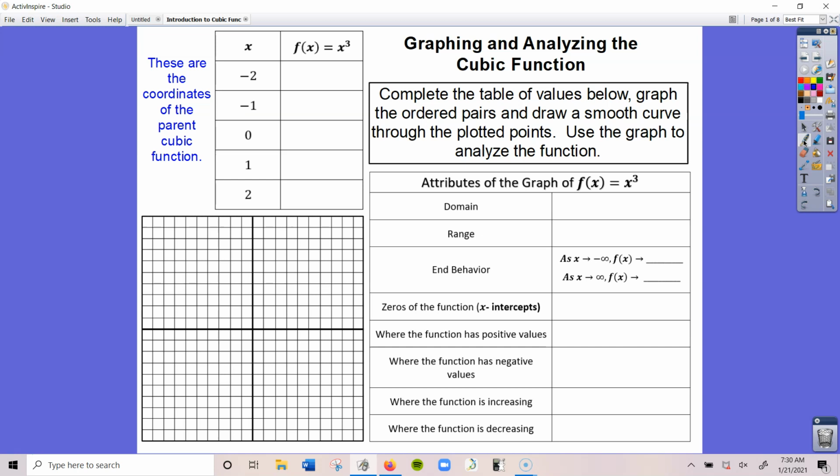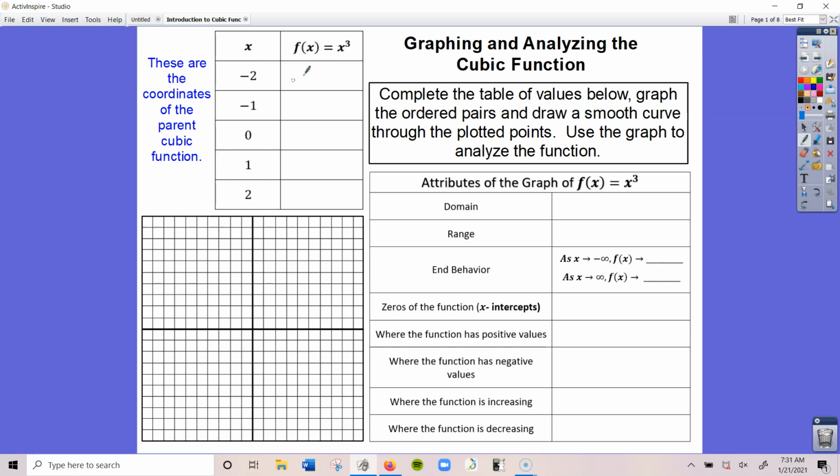So first we're going to investigate the parent function, which, remember, the parent function is the original, the one without any transformations. So the parent function for the cubic function is x to the third, with nothing added or subtracted or multiplied, divided to it. In order to get the reference points, I've given you here a table with all of these x values. And in order to get the y values, we need to take this number and plug it in.